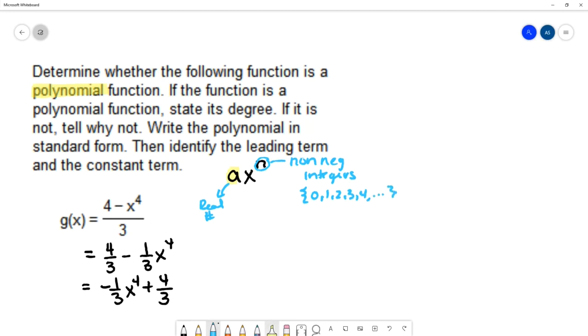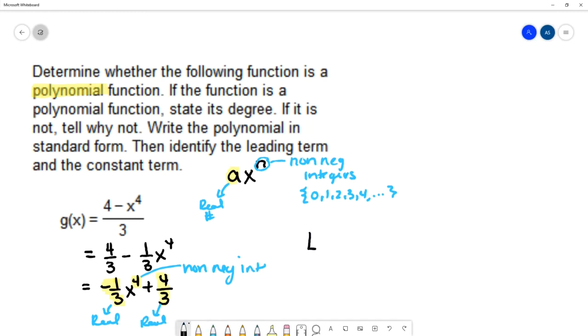So in order to check to see if this is a polynomial, I'm looking at these coefficients. So these numbers here, these are both real numbers. And then I'm also looking at this power, and I'm checking to see if this power is a non-negative integer, and it is. So we do have a polynomial function, and I've just written it in the standard form.